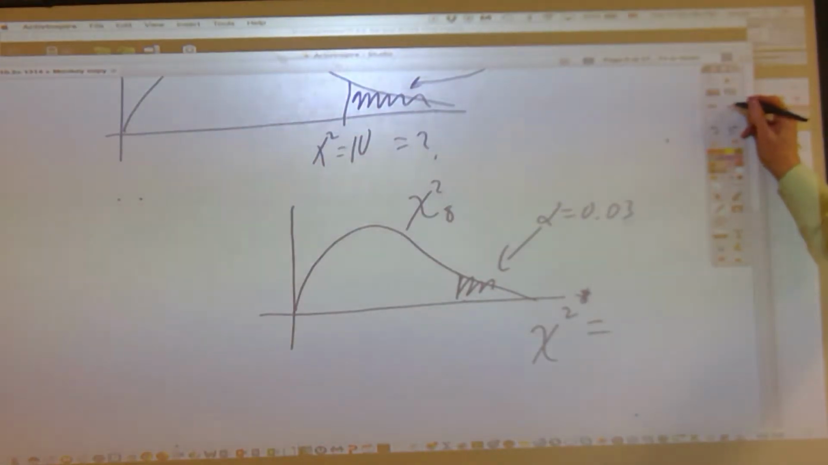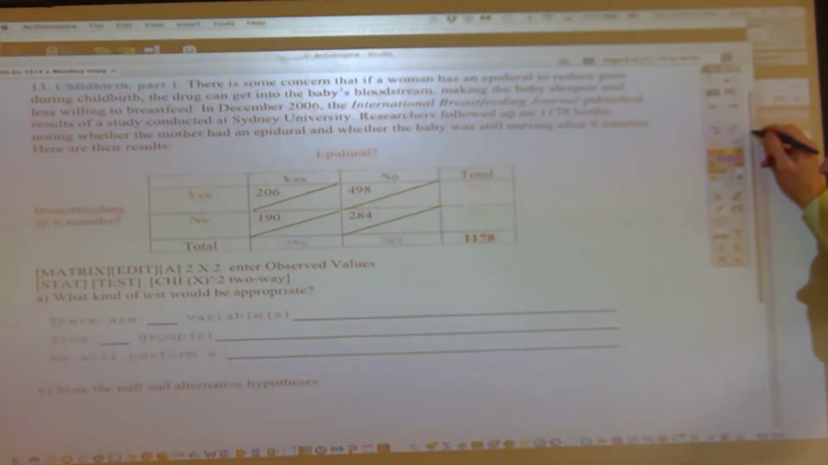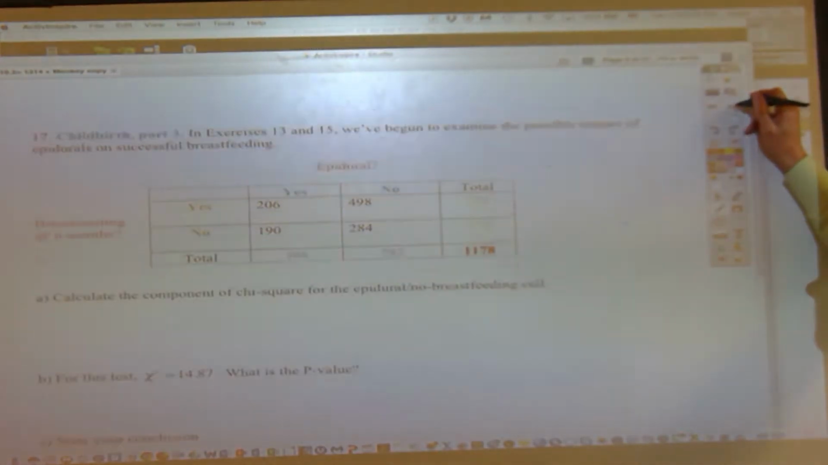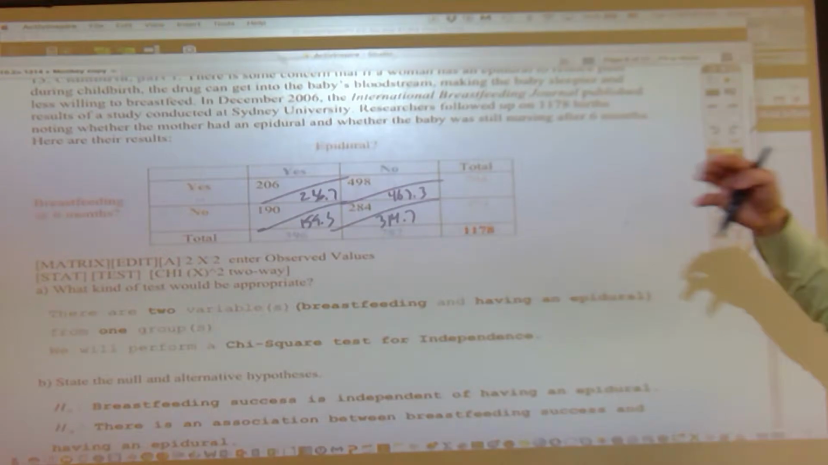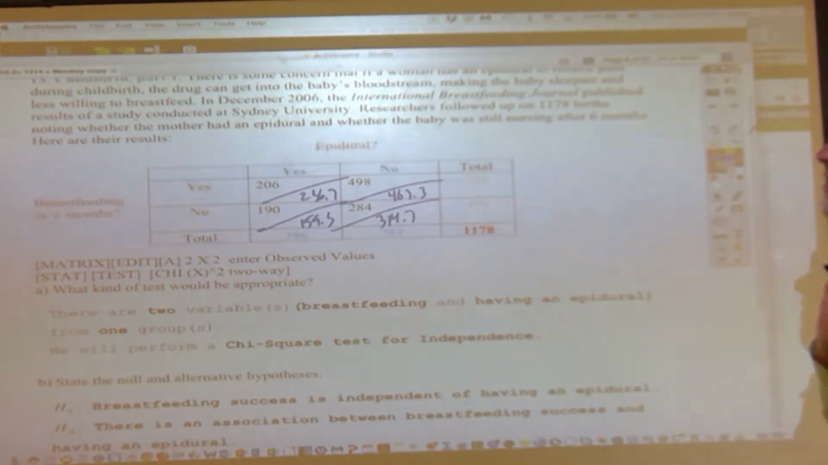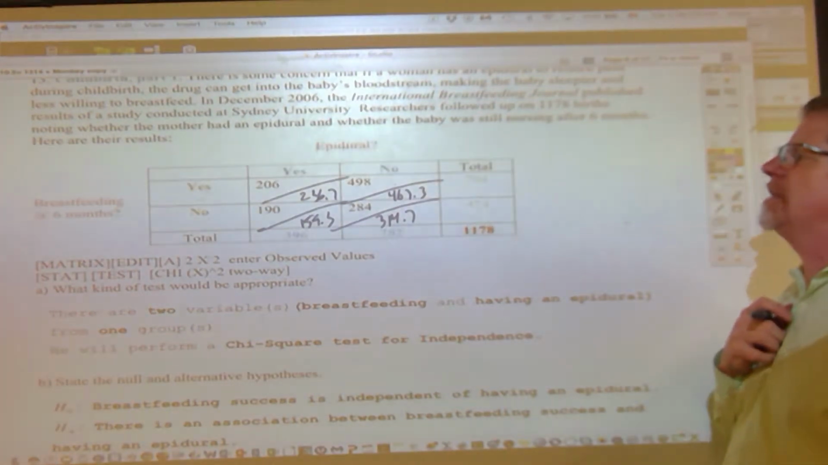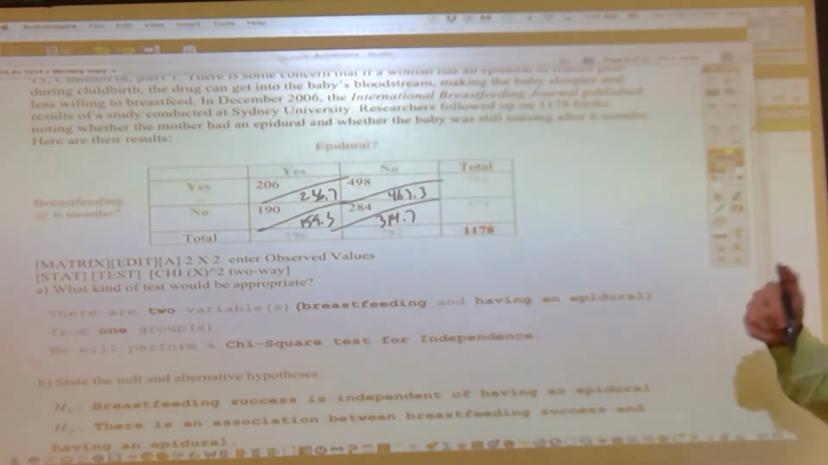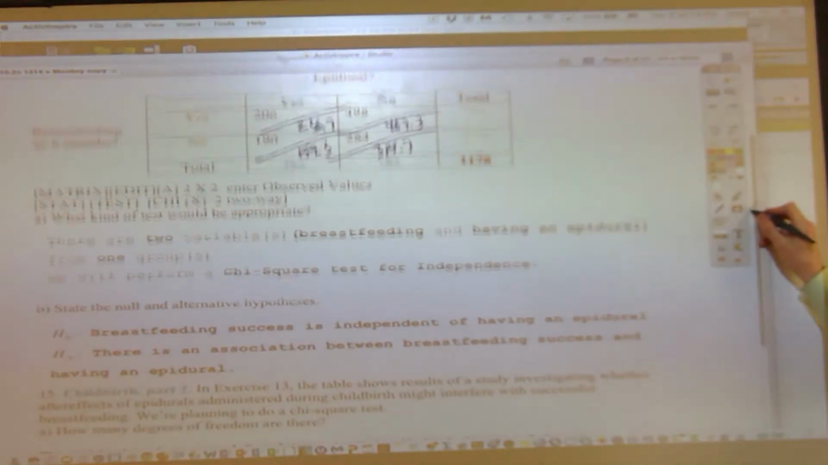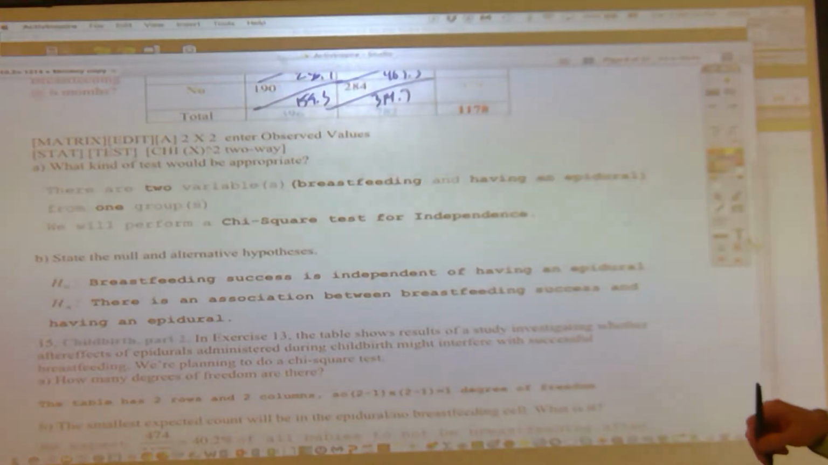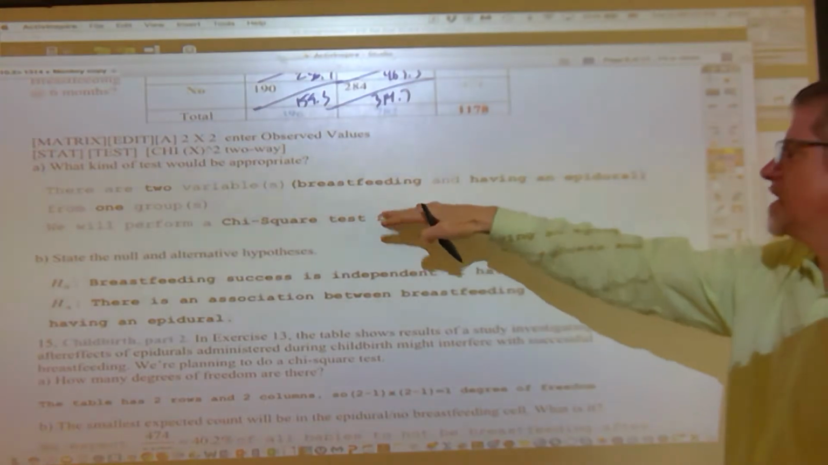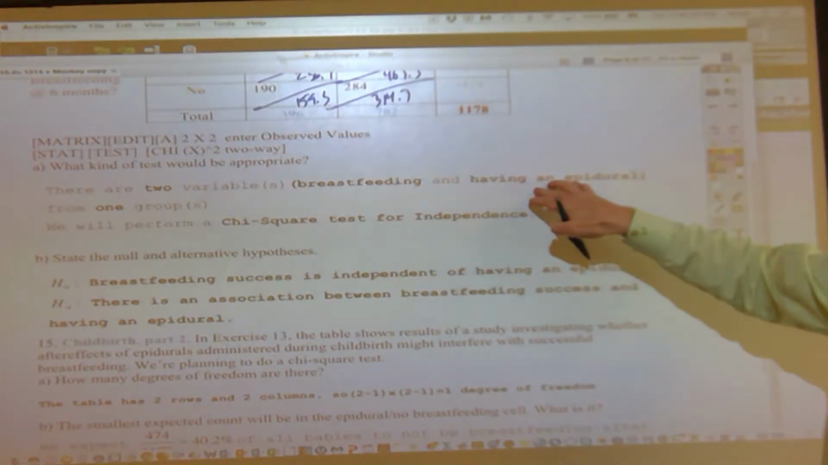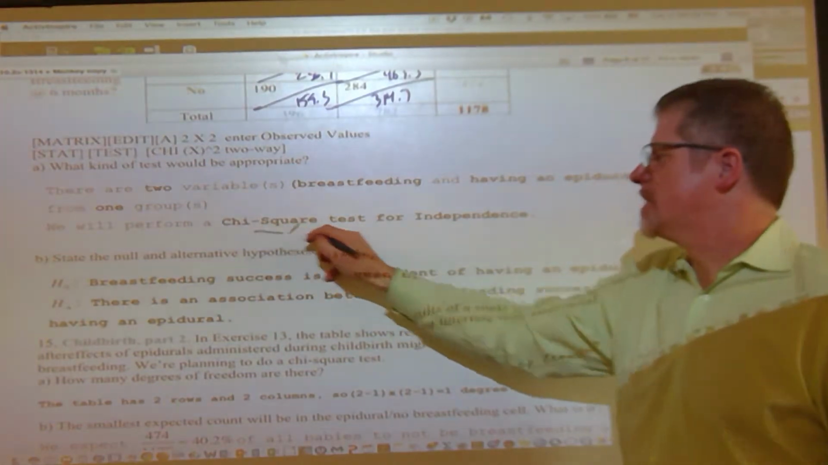We went over the homework a little bit, and we're on the childbirth problem right when class ended yesterday. Let's see how far we made it. It looks like we're filling in the B values from matrix B. These were the expected values. We're trying to find out whether or not having an epidural is independent of whether or not the child is breastfeeding after 6 months. And in terms of the setup, we said there's 2 variables. Breastfeeding is categorical, either yes or no after 6 months. Having an epidural is either yes or no, so they're both categorical. We're going to perform a chi-square test for independence.